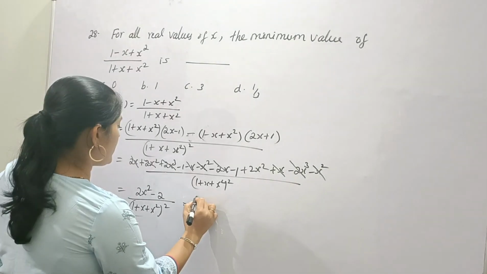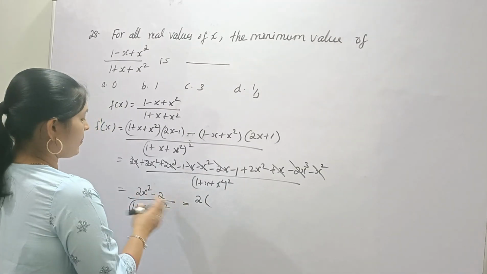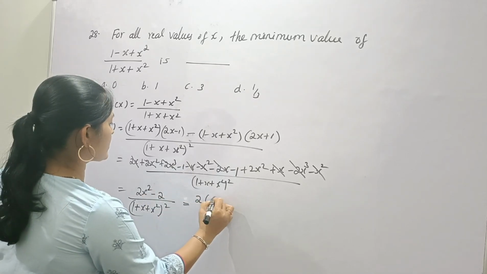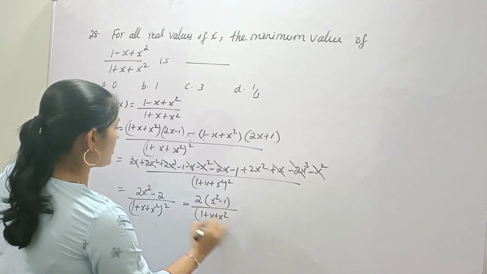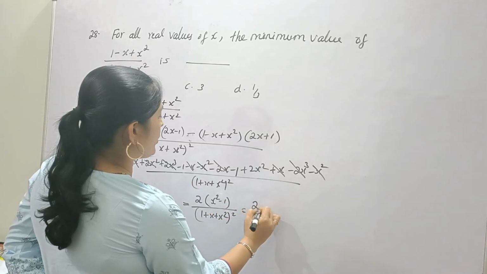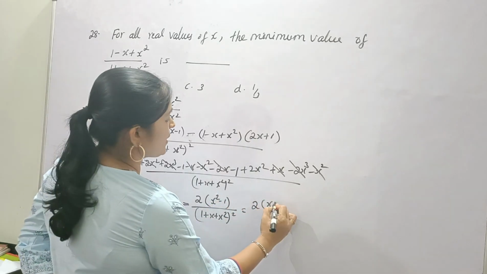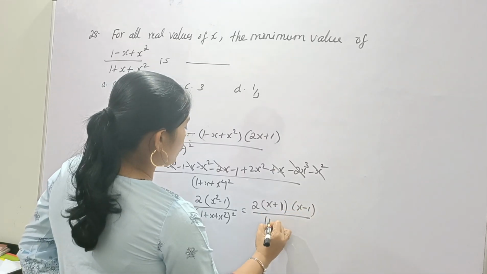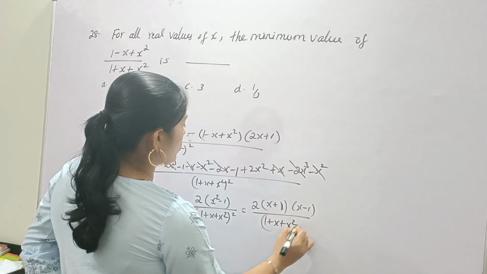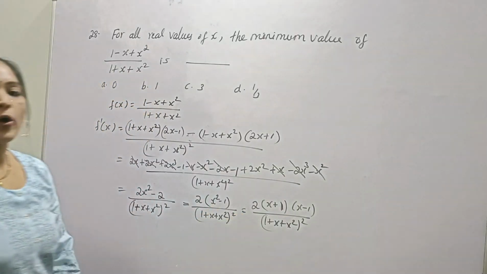That is equal to, here 2 is common, so let's take it out. 2 into x square minus 1 divided by 1 plus x square whole square. That is equal to 2 into, see this can be written as x plus 1 into x minus 1, right, divided by 1 plus x square whole square. Okay, let's find the points.